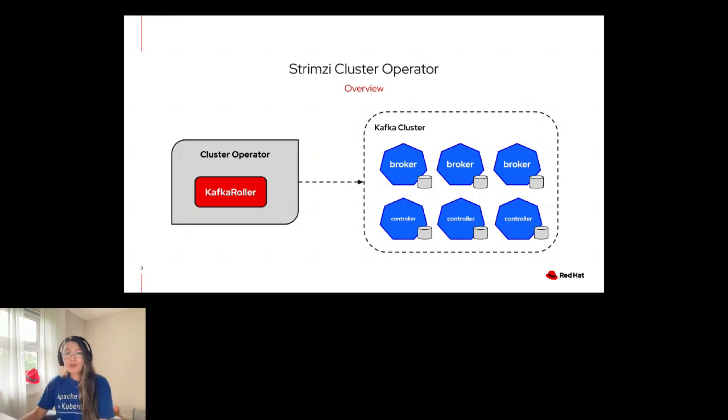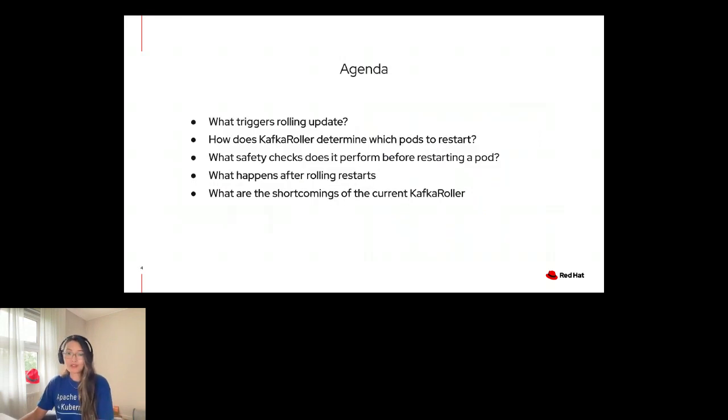So in this session, we're going to deep dive into the KafkaRoller component. We'll be looking at what triggers a rolling update and how KafkaRoller decides whether to restart the pod or not, and what kind of safety checks it performs before restarting the pod to ensure minimal impact on the cluster, and what happens after rolling restarts, like what sort of outcomes we expect.